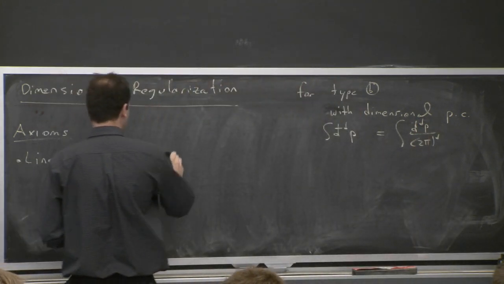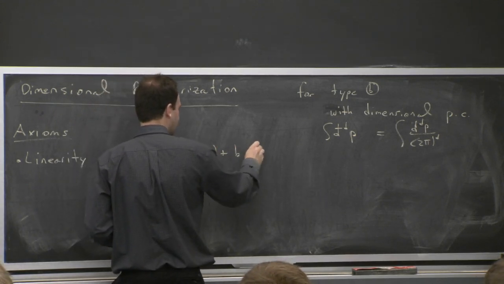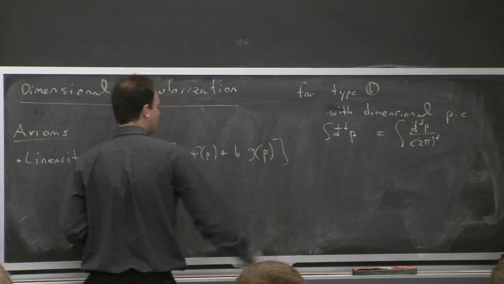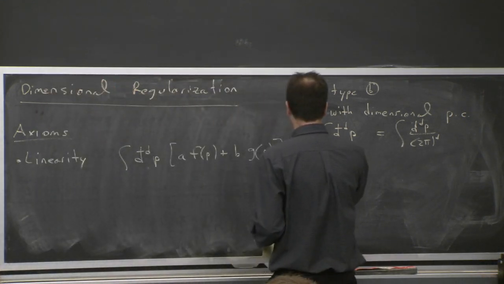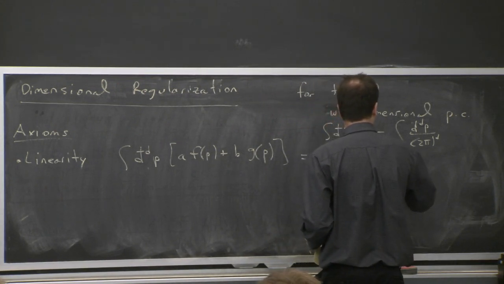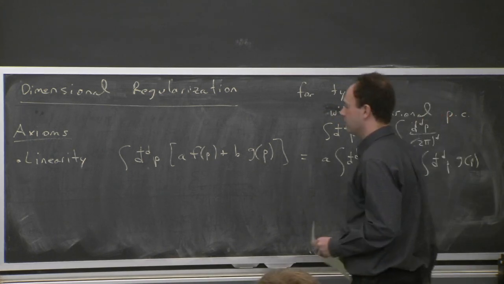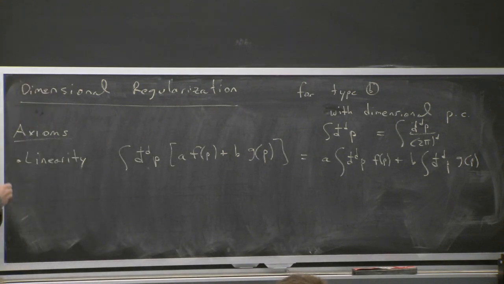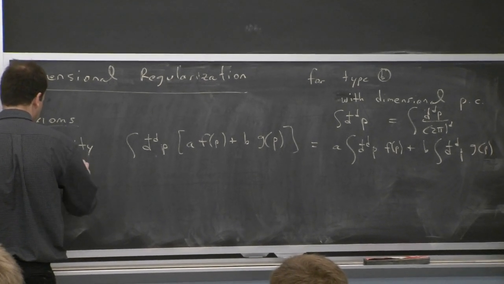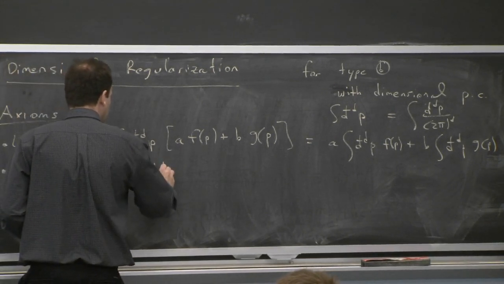Linearity means that if I'm integrating some function that can be decomposed into a sum of 2 pieces, a f plus b g, with a and b being constants, f and g being functions, then I can write that out as an integral over f plus an integral over g, which really is something that almost every reasonable definition of the integration will satisfy. The second one is translations, which is more restricting.